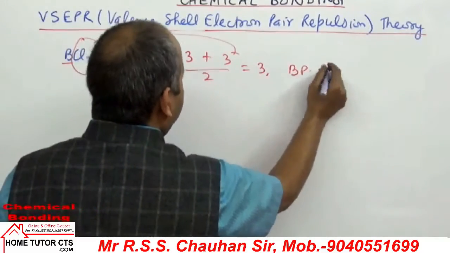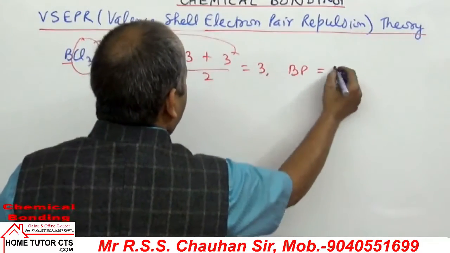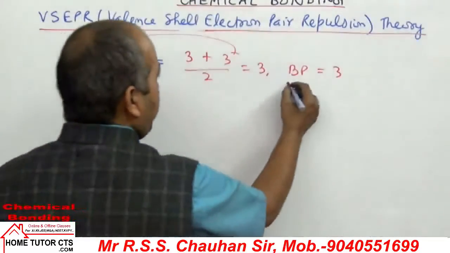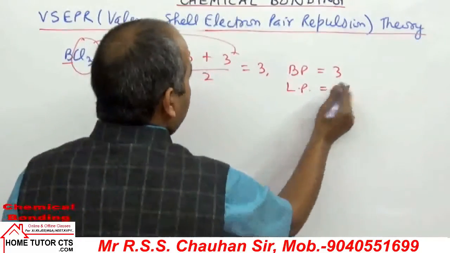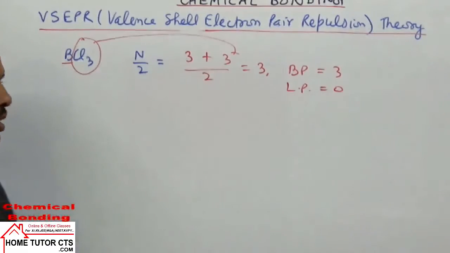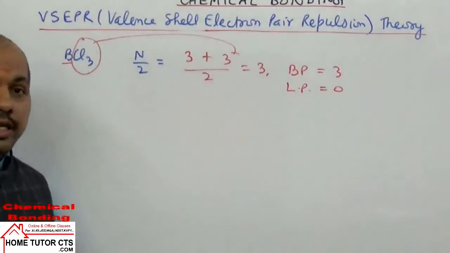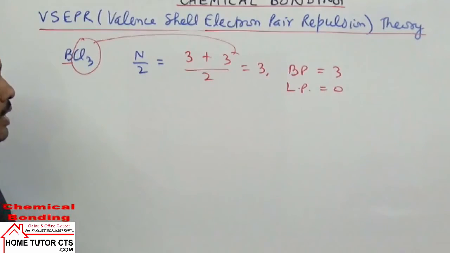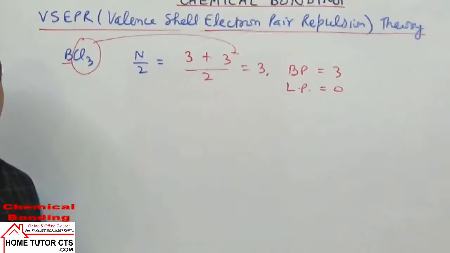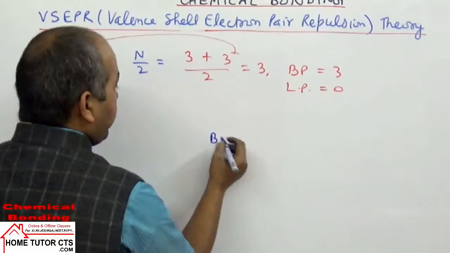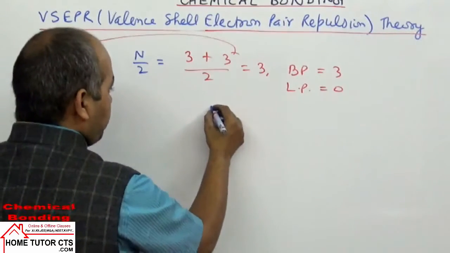It have number of bond pairs, how many? 3, same as the number of other atoms. And then lone pairs 0, because n by 2 3 है, 3 bonds, so 0 lone pair. Now when we have n by 2 value 3, what geometry is preferred, or in what geometry the bond angles can be maximum? For n by 2 3, the geometry taken is trigonal planar.